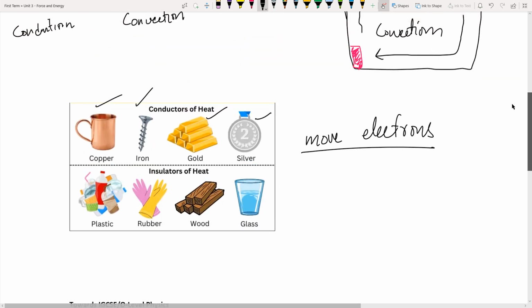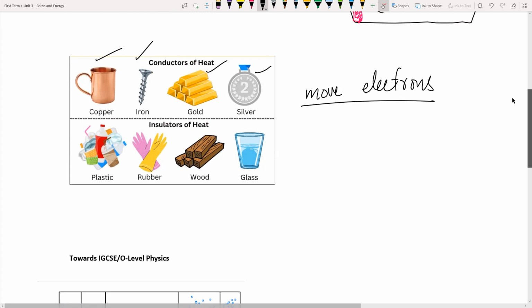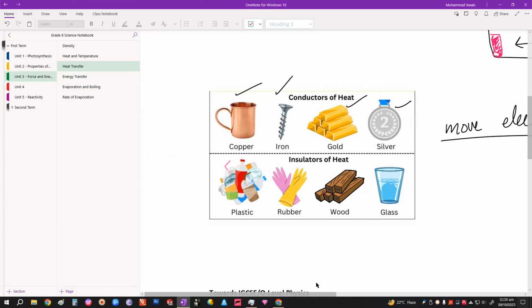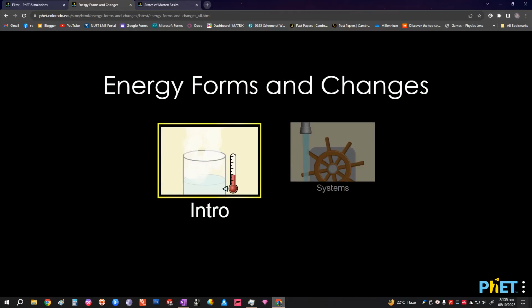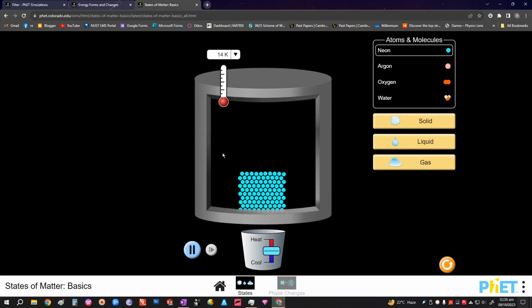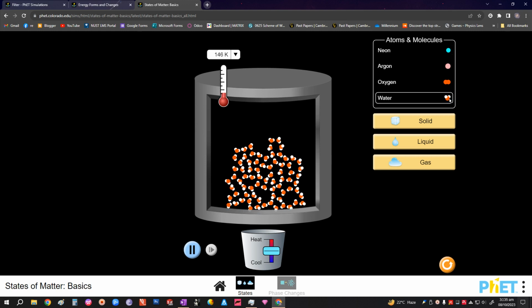Now, before I move into an introduction of the O levels, I'm going to discuss a simulation of heat and energy, right? So we're going to go first into states of matter. This is a PhET simulation by Colorado University, right? Over here, you can see that at 14 Kelvin, which is a very low temperature, let's talk about ice, right?